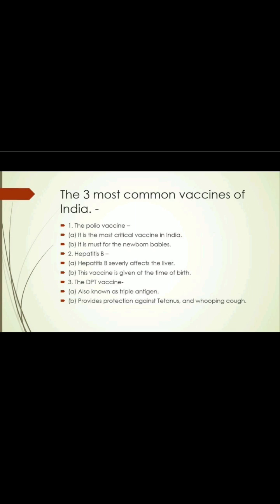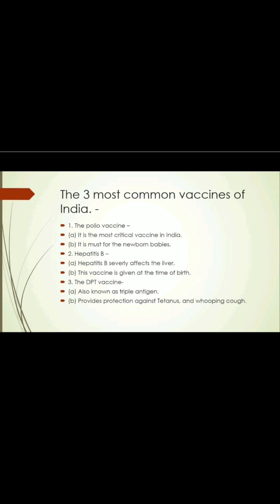Now, about the three most common vaccines of India. The first one is the polio vaccine. It is the most critical vaccine of India. Doctors and caregivers organize camps under government initiatives, the Pulse Polio Immunization Program, and even go to each house to administer the OPV. It is a must for newborn babies to receive the OPV.